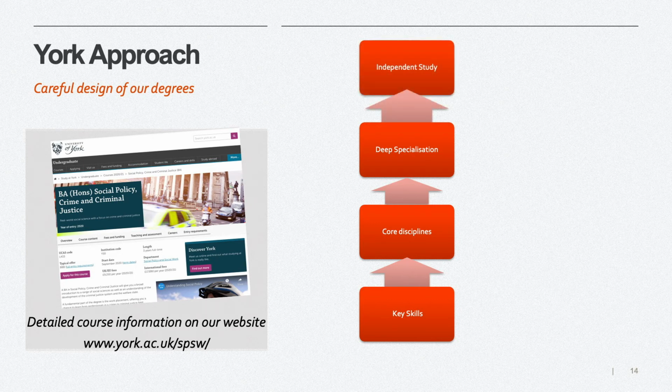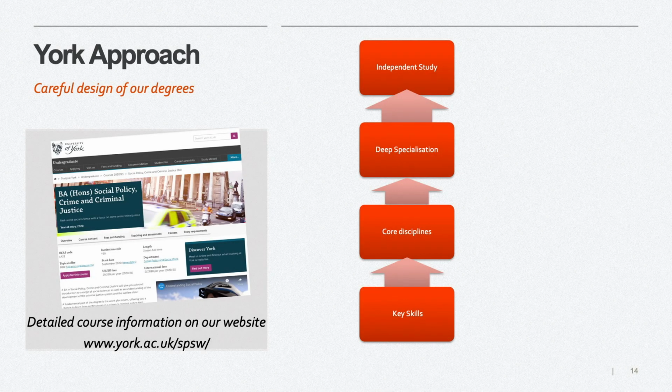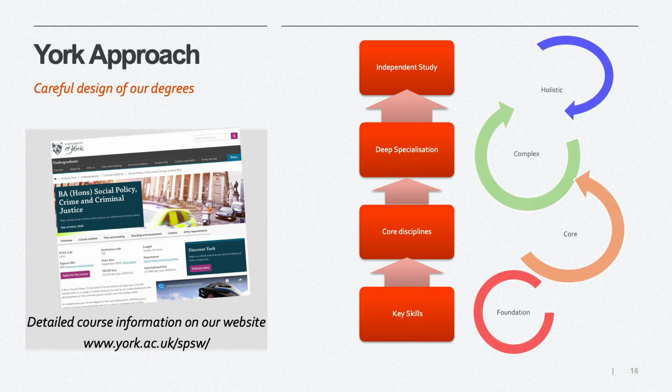And finally, all of our programs include an element of independent study. Typically, this involves a research project in your final year where you'll work closely with one member of staff on a topic of your own choice. What this means when you bring all of these elements together is that our programs have a spiral model in which we ensure that you have the foundation skills you need, build your core knowledge, make sure you have complex knowledge from deep specialisation, and then finally, we aim particularly through the independent study project to get you to bring all of these different elements together in a holistic manner.